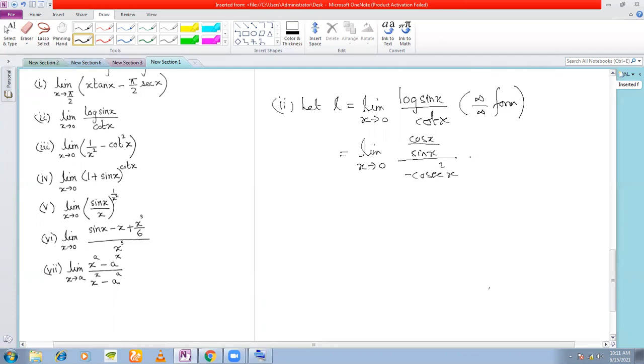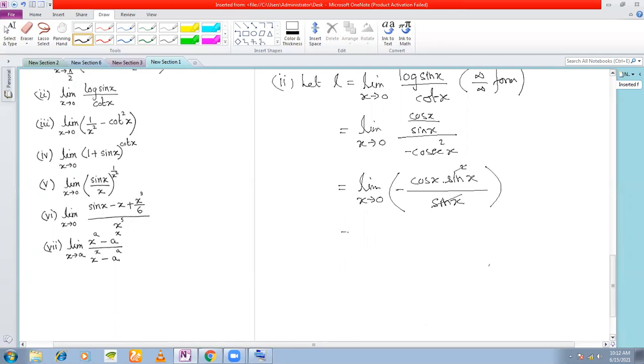Okay, so you simplify this, change to sine and then simplify. So you'll get cos x into sin square x divided by sin x, and there's a minus sign here. Okay, so here one sin will cancel. So you're simply getting limit x tends to 0 minus sin x cos x.